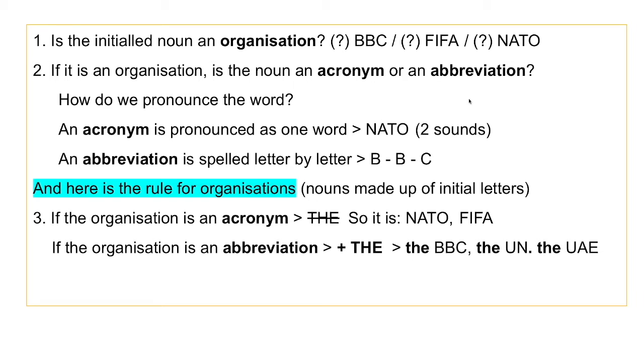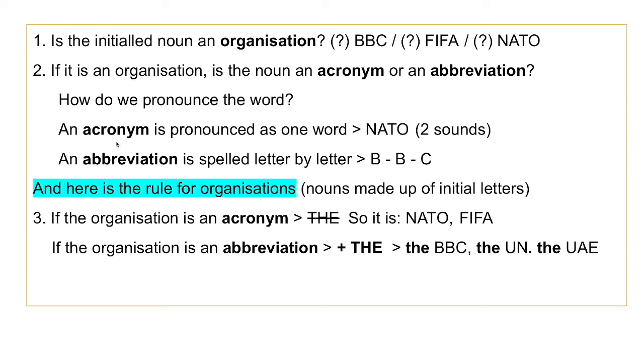Here are some organisations. British Broadcasting Company. This is International Football Association. This is North Atlantic Treaty Organisation. So these are 3 organisations. So if your noun is an organisation, question 2, is the noun an acronym or an abbreviation? Right, what does that mean? Well, it simply means how do we pronounce the word.